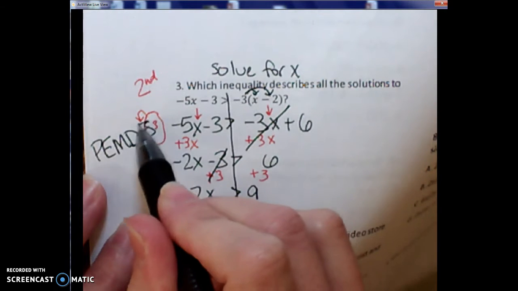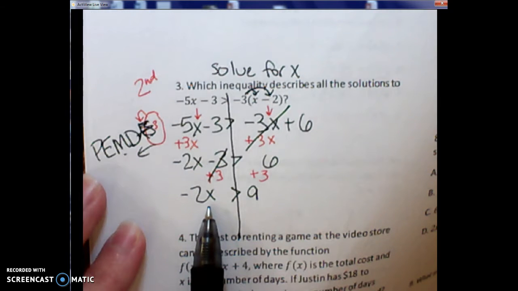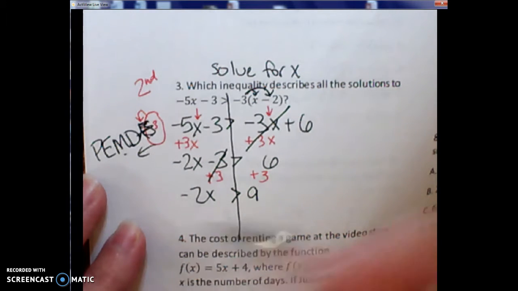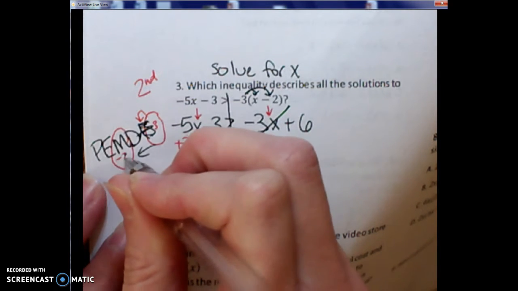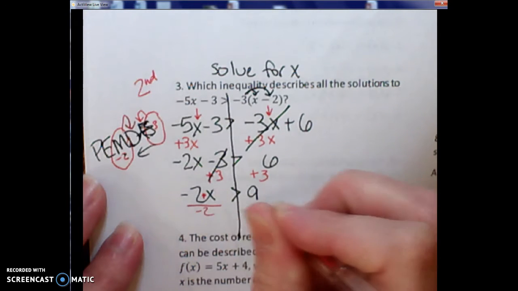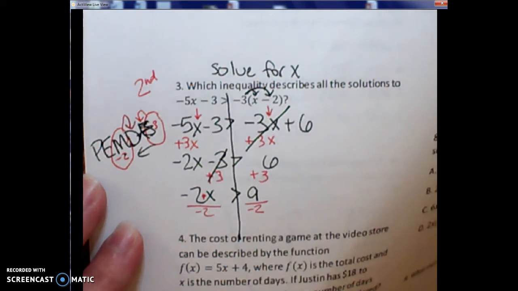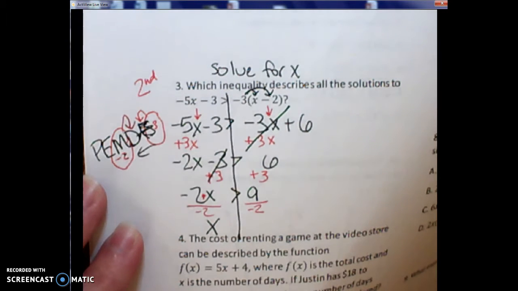Once you've taken care of addition and subtraction, you look, is there any multiplication or division happening to your x? Yes, that negative 2 is attached through multiplying. So if they're multiplying by a negative 2, we would have to divide both sides by negative 2. So I would divide both sides by negative 2. And you get x is, what happens here?